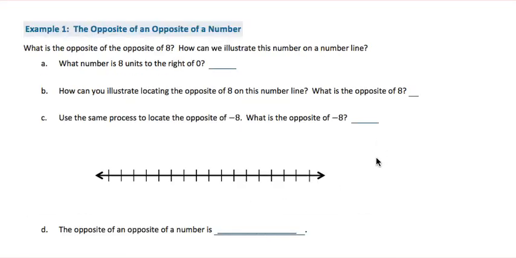Continuing on with example 1, what is the opposite of 8? And how can we illustrate this on a number line? We're going to start off, what number is 8 units to the right of 0? Well, we're going to have to label 0 first, and then we'll mark our 0 with black, and then continue from there. So the number that is 8 units to the right of 0 is 8.